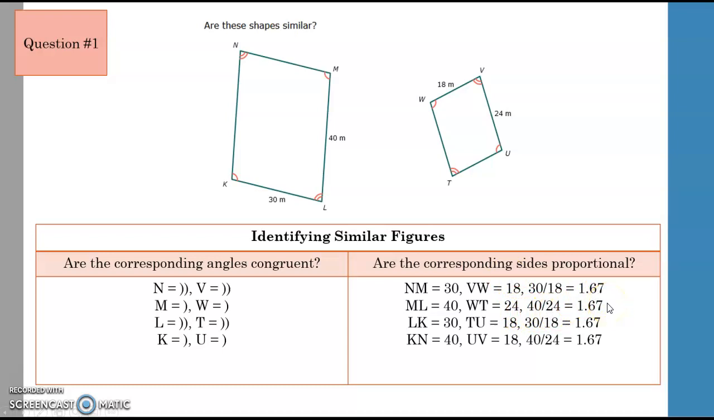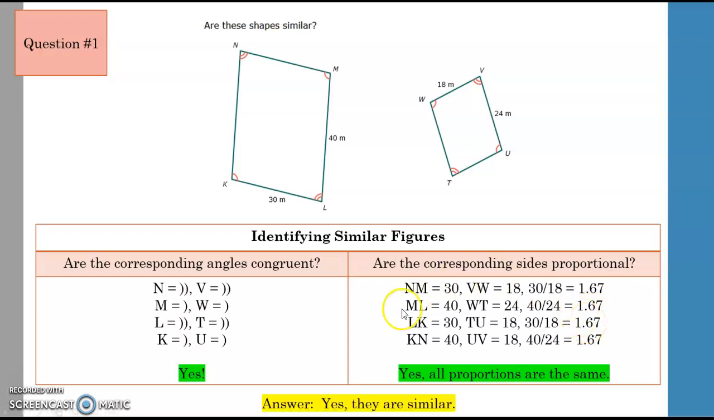Okay, and you guys can pause the recording if you want to take a closer look here, but it turns out that all of the pairs of sides are proportional. And so let's click to the next slide here. We can say that yes, the corresponding angles are congruent. Yes, all of the proportions are the same. When we divide the sides from this figure by the sides from this figure one at a time, we get 1.67 for all of the ratios. Because these are all the same, we can say yes, the proportions are the same, and we ultimately can say yes, they are similar. So the answer for question number 1 is yes.